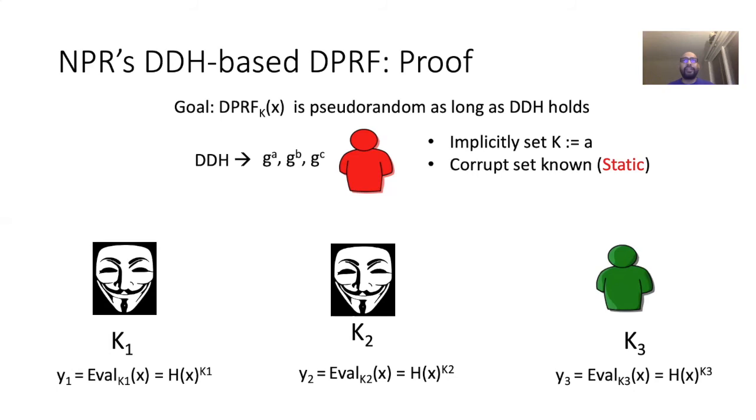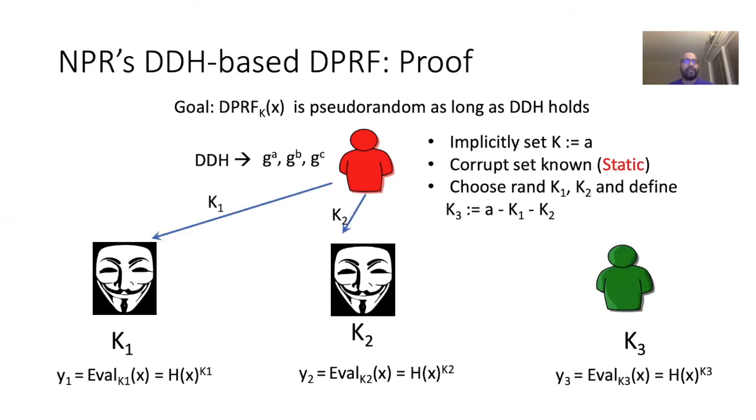And once the reduction knows the corrupt set, using the fact that this is a static corruption, the rest of the simulation is kind of simple. It can just choose random k1 and k2, and that still leaves the entire k undefined because it does not know k3. So it can give k1 and k2 back to the corrupt parties, use k3 as the unknown factor, and simulate the entire game. That's basically the overall idea of the pseudo-randomness proof of this DPRF construction.